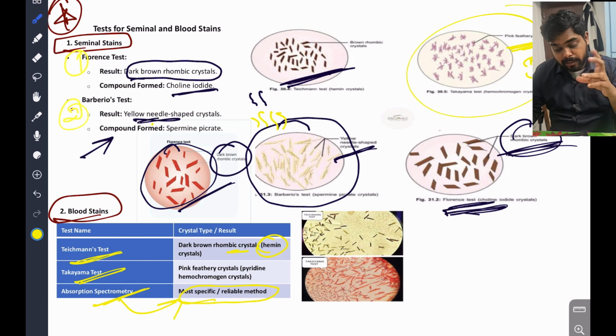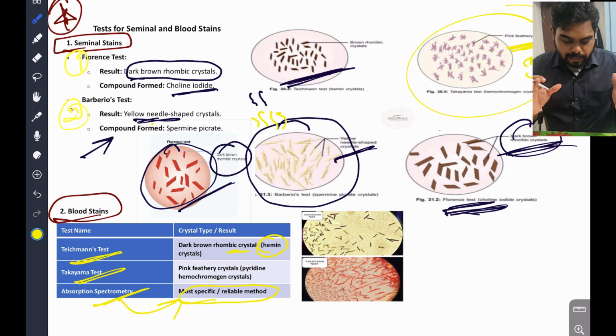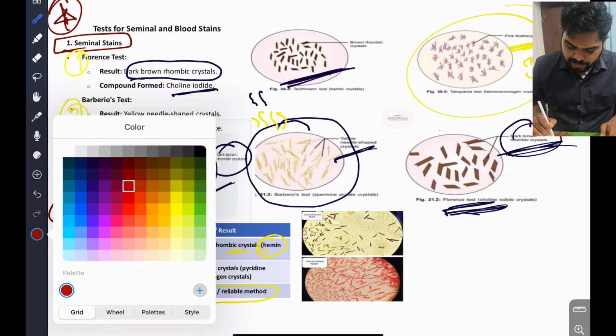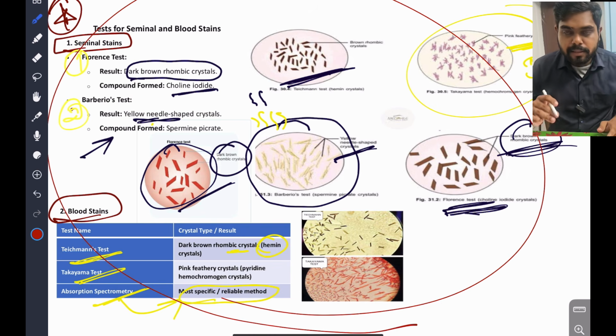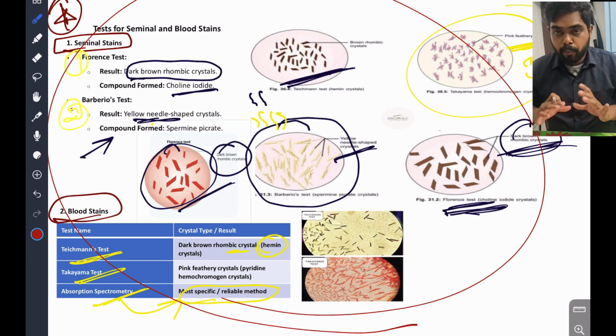And Takeman test is similar to brown rhombic. So brown rhombic is common, it can be seen in Florence and Takeman test. Okay, so we can understand like that. So we can differentiate the question: seminal stain examination and blood stain examination. So this topic, which is very important, please put into your notebook. Very important. Day before exam also see this.